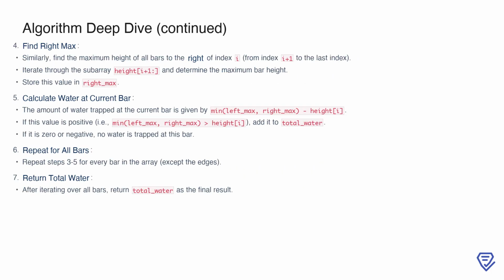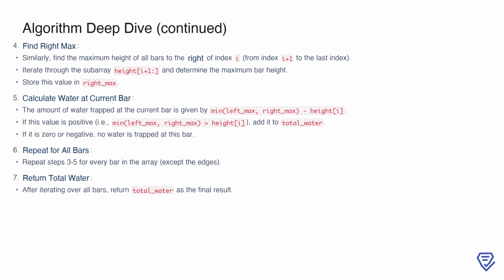Now, we turn our attention to the right side of the current bar. For index i, we calculate right_max, which is the maximum height among all bars to the right of the current index. This is done by examining the subarray from i+1 to the end of the array and identifying the tallest bar in that range.